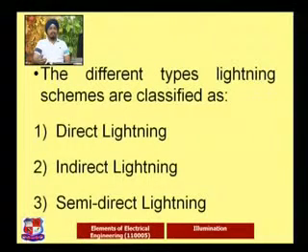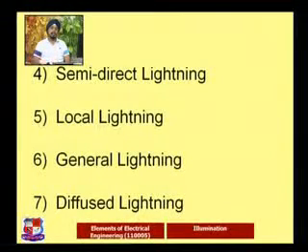We frequently go through these lighting schemes. We observe them, but it may happen that we don't know that such schemes exist. Let's list out the schemes first of all. The first one is direct lighting, then the indirect lighting scheme, semi-direct lighting, semi-indirect lighting, local lighting, general lighting scheme, and the diffuse lighting scheme.